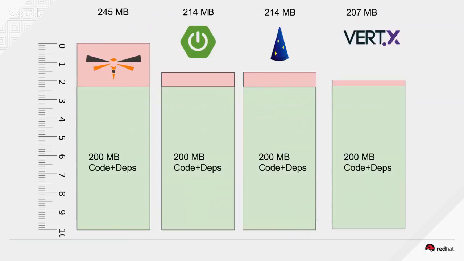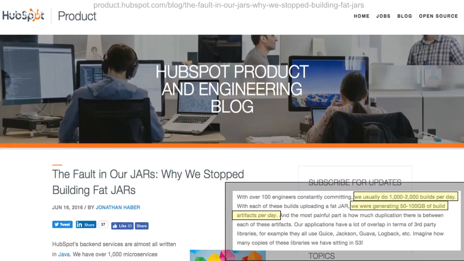So that can present issues, as I mentioned. HubSpot experienced this quite a bit. They wrote a nice blog post about a year and a half ago, and you can look at exactly what they're doing. They had around a 180 to 200 megabyte fat jar, and they were generating tons and tons of build artifacts per day, rebuilding and redeploying out to production.